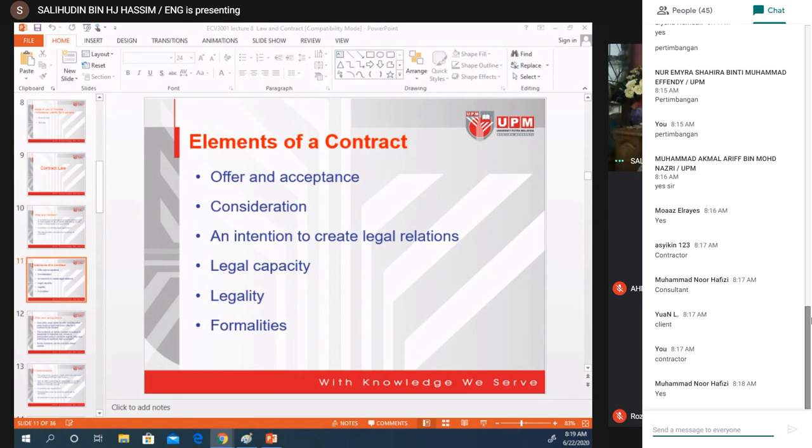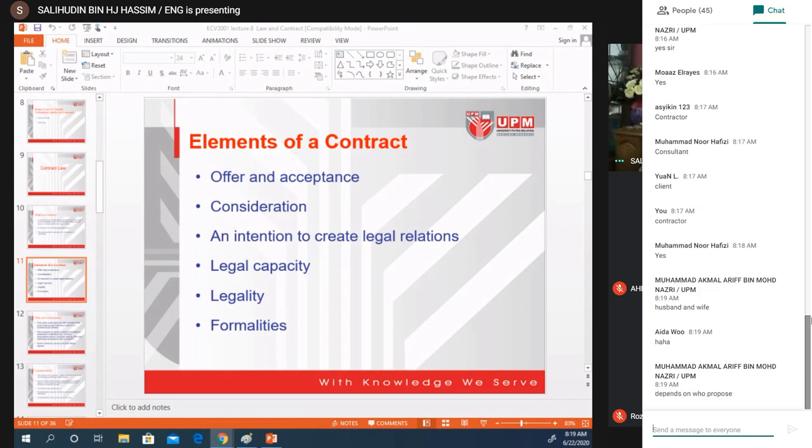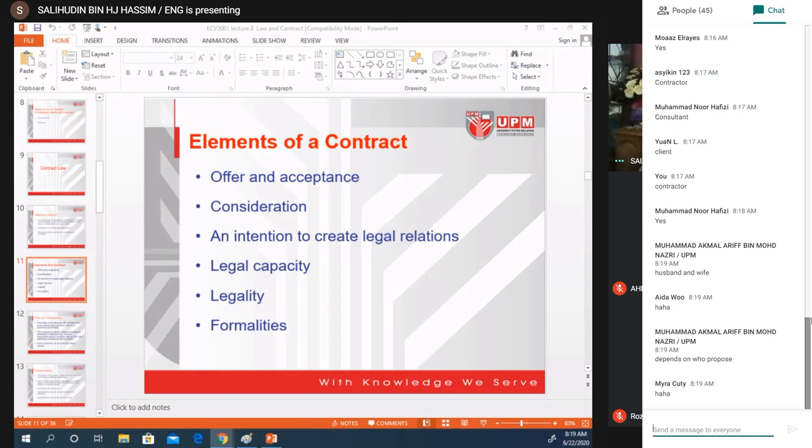Marriage is a contract. It's called a marriage contract. You know, marriage is a contract between the husband and the wife. Okay, Akmal. For a marriage contract, who is the offerer? Akmal lah kahwin kan? It depends on who proposes. Okay.